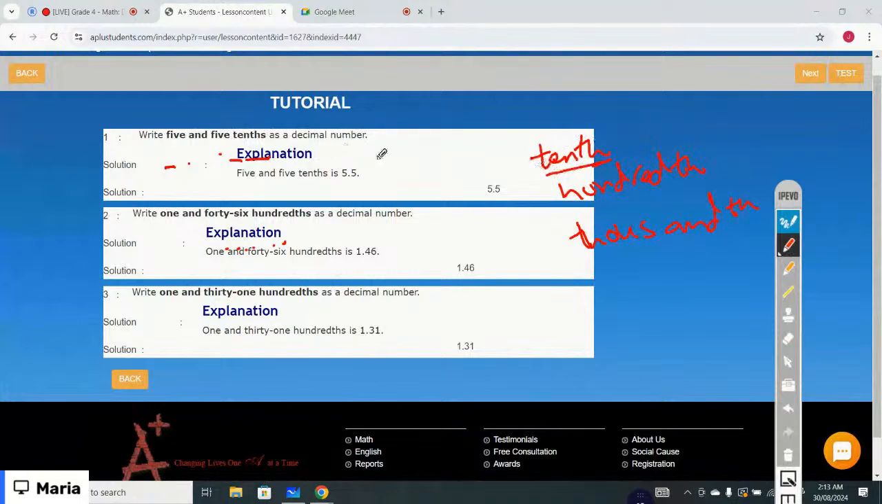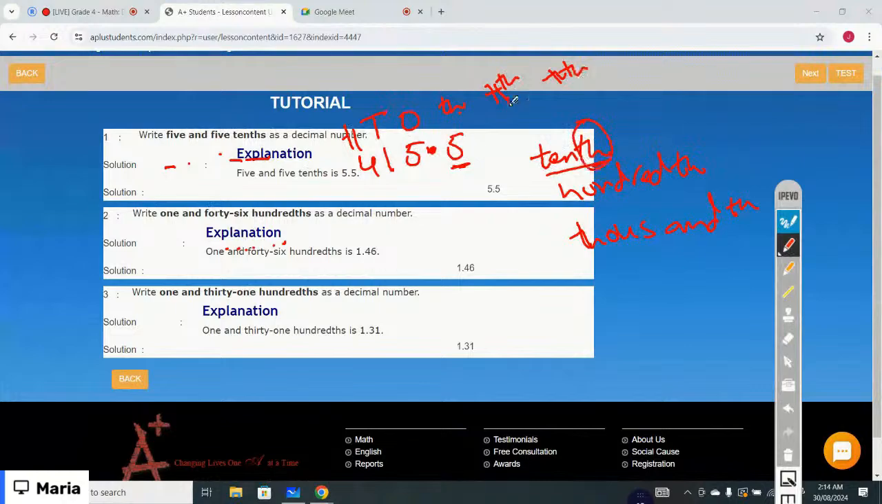Tenth is the digit that is right after the decimal point. The first place value after the decimal point is the tenth, then you have the hundredth, then the thousandth. Before the decimal you have ones, then tens, then hundreds. But after the decimal point, the first one is at the tenth position, then the hundredth position, then the thousandth position. Keep this "th" in mind, that is the place values after the decimal point.